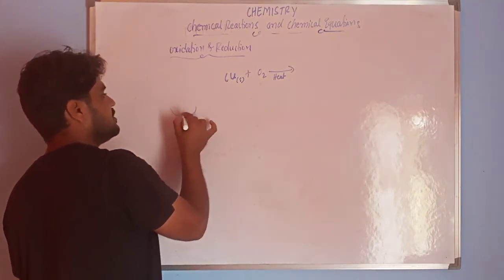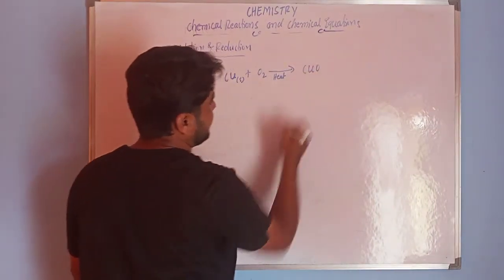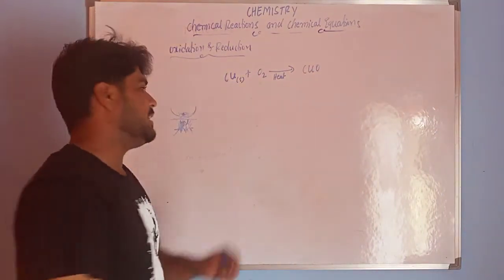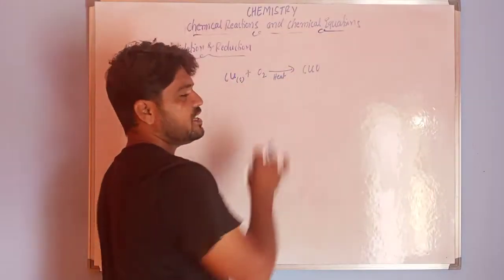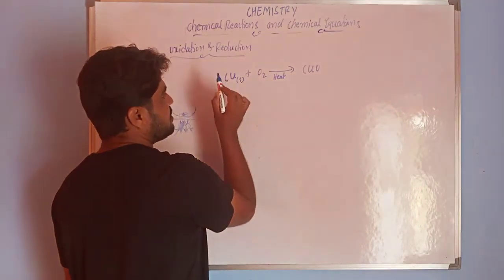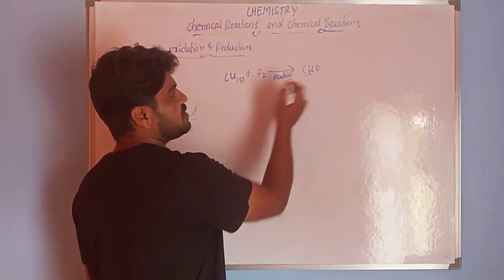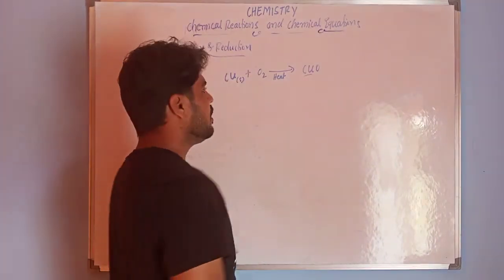We heat this copper, so the product is copper oxide. See this reaction, is it balanced or not? Here Cu is the copper, here also Cu. How many Cu in the reactants? Here one, and the product side also one.